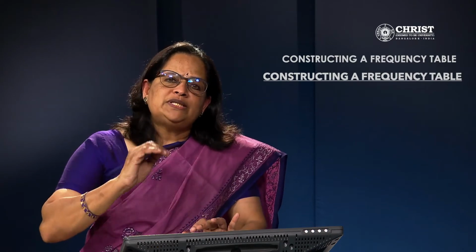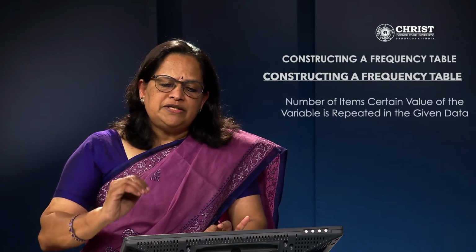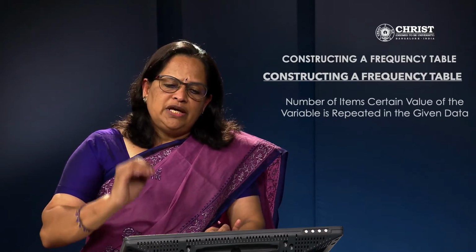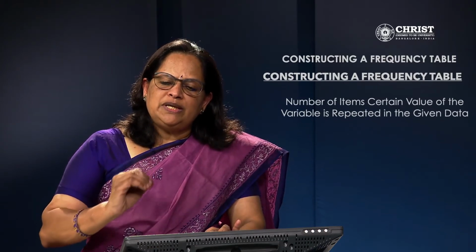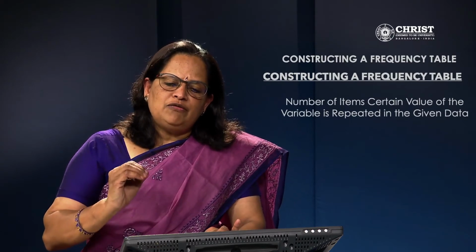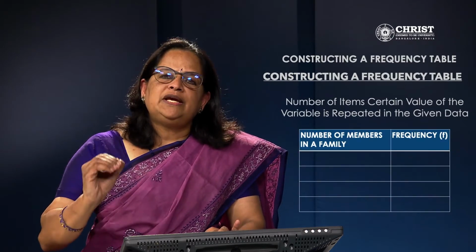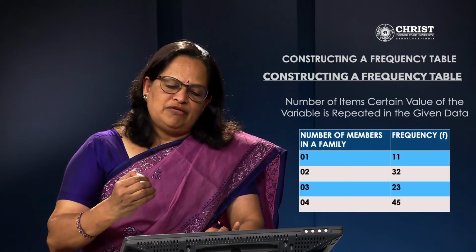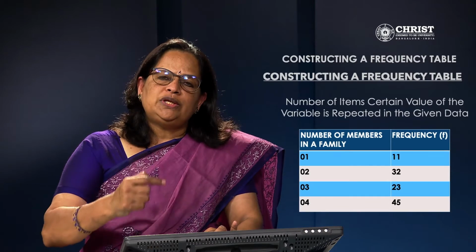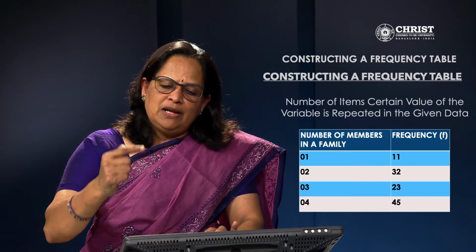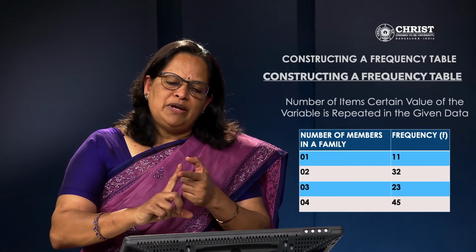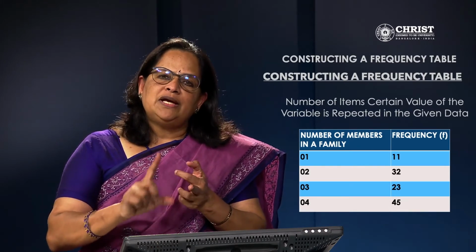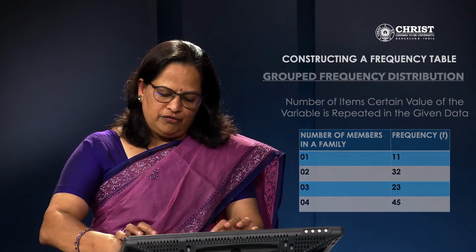Now, frequency thus means the number of times a certain value of the variable is repeated in a given data. So if you see the table, it is the number of members in the family. The values are 1, 2, 3, 4. The frequency values are 11, that means for 1 member in the family, there are 11 households. For 2, there are 32. For 3, there are 23. And for 4, there are 45.